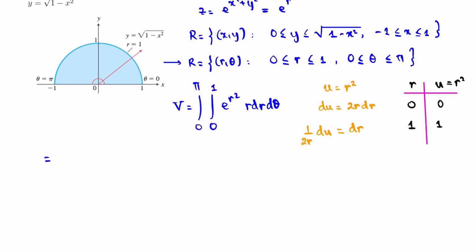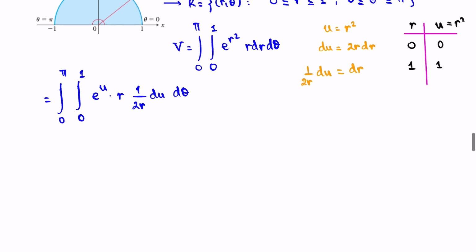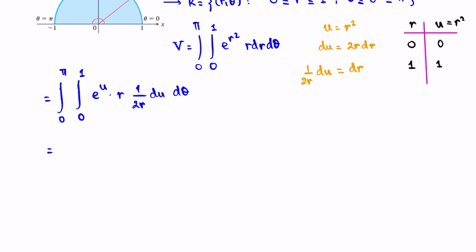So the double integral becomes the integral from 0 to pi, and the integral from 0 to 1 again, of e to the u times r. Now dr is equal to 1 over 2r du, and then d theta. The r's cancel out, and you get 1/2 e to the u du, but 1/2 is a constant multiple, so you can pull that out of the integral operation. You get the integral from 0 to pi of 1/2 times the integral from 0 to 1 of e to the u du, d theta.